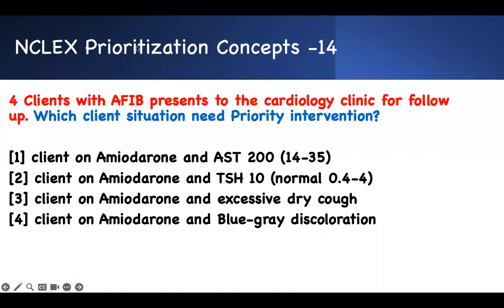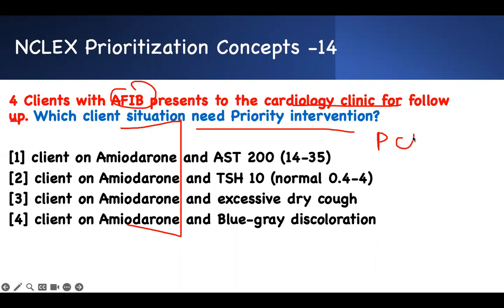Number 14. 4 clients with AFib present to the cardiology clinic for a follow-up. Which client situation needs intervention? This is pure content. All of them are on amiodarone. If you check my YouTube site, you will know this is a board favorite medication you should be comfortable with. When you see amiodarone, just write P clone.